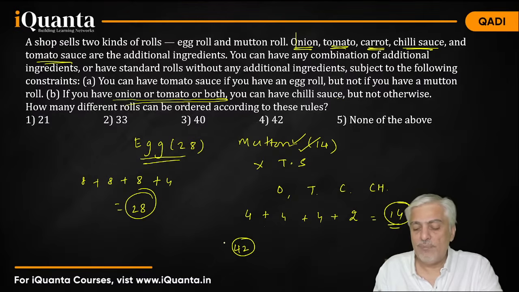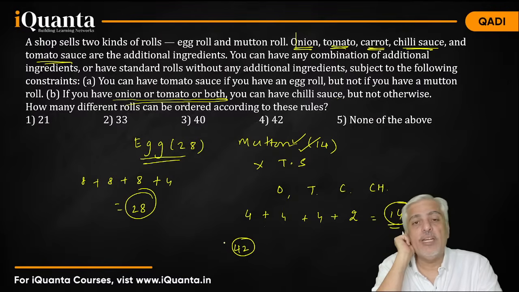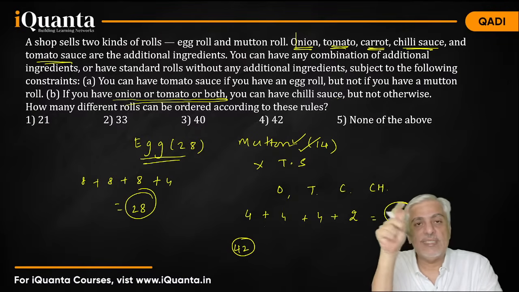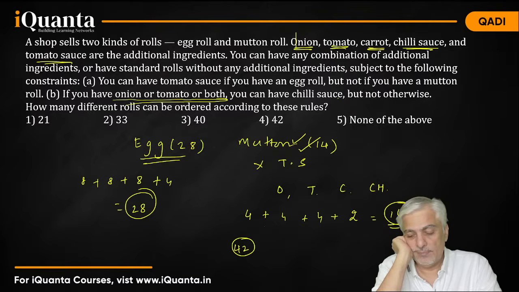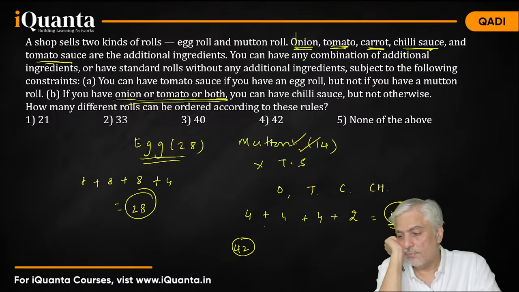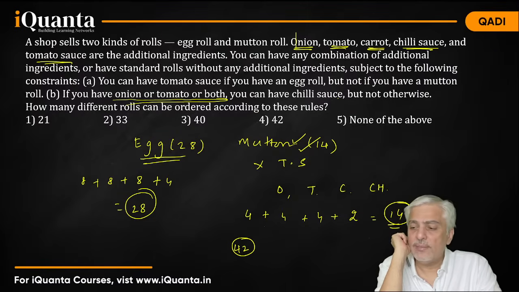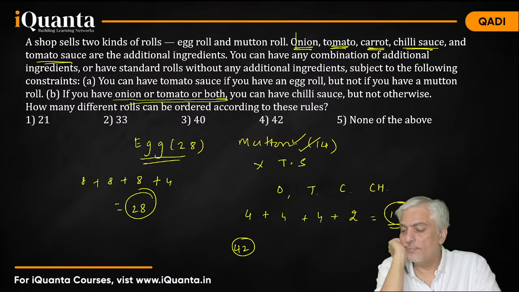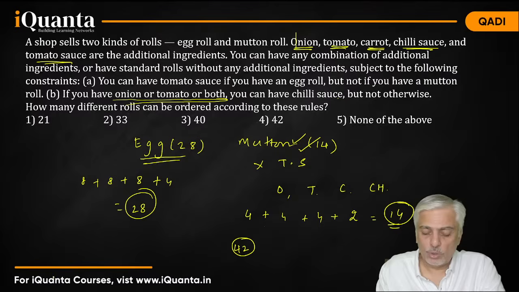Let's go through this one more time. How do you get 4? That will be 2 into 2. There will be 2 cases. You can have onion with chili and so on. Yeah, Avi, what are you saying? Can you explain what you're saying? Okay, let's go through this one more time.